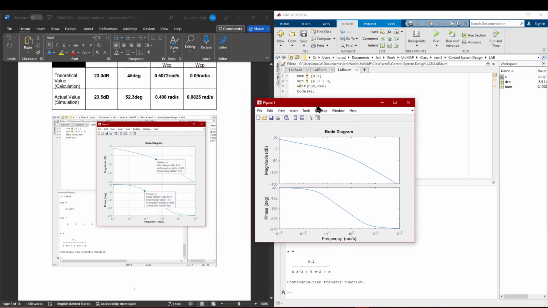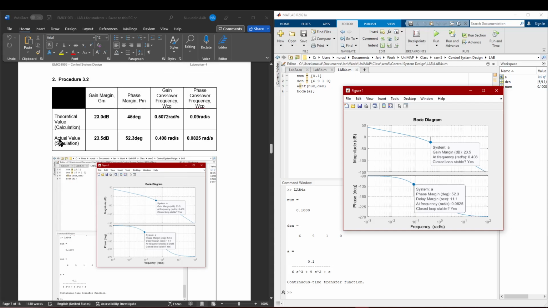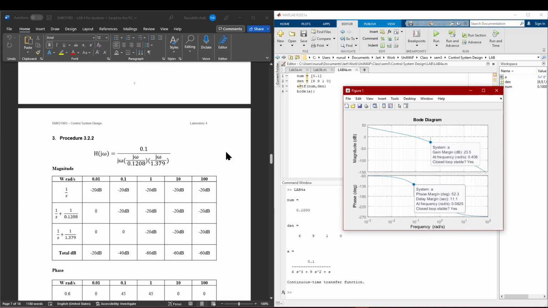So we get the Bode plot graph using MATLAB, so easy to use. So this is the actual value in the simulation. We get it already plotted here, the intersection at the magnitude and the phase. So we get the value here.